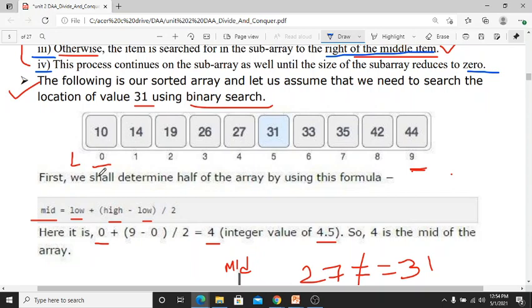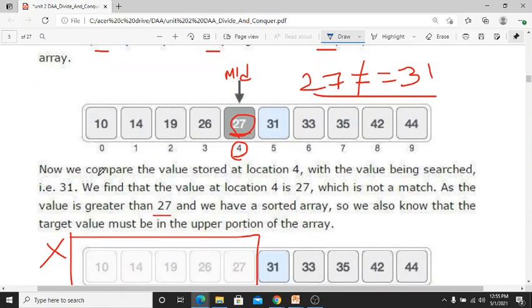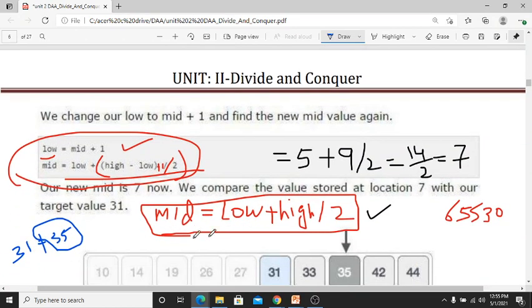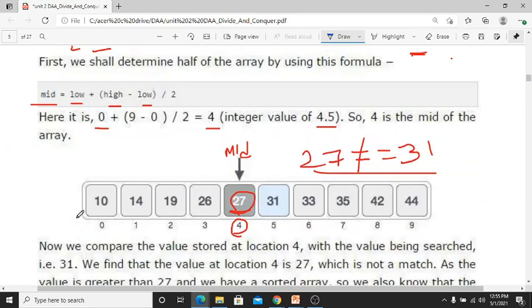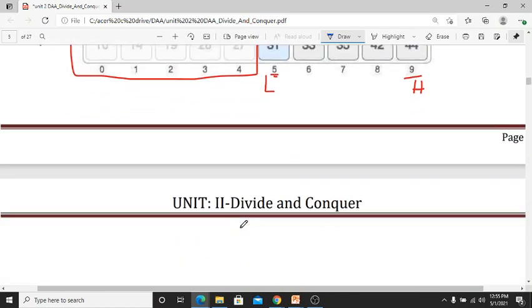We have taken an example and we find the mid value. If you got a little bit confused, use this formula: mid is equal to low plus high by 2. Here also you can use the same formula, no issues, we will get the same value.